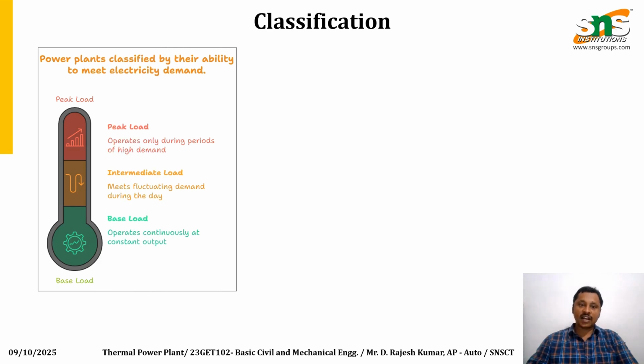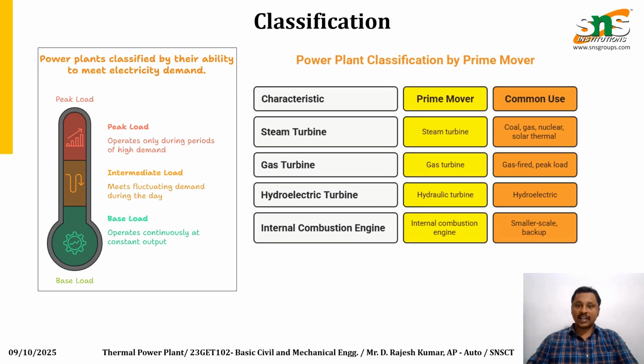Again, classification according to the ability to meet electrical demand: peak load, intermediate load and base load. Finally, classification by prime mover. Steam turbine: the prime mover is steam. Steam is obtained by heating up the water. The heat can be produced by using coal, gas, nuclear or solar.